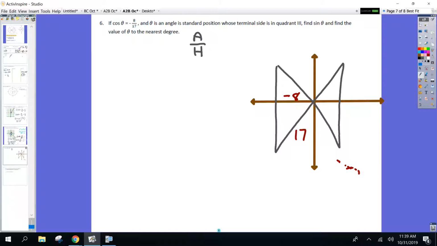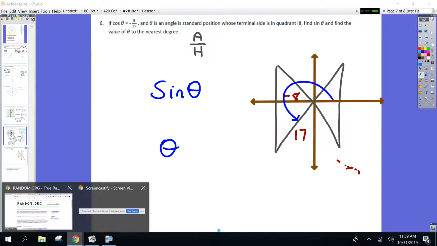And I'm going to let you guys take it from here. Find the missing side using what? Pythagorean Theorem, and then try to find sine and the angle in the third quadrant. Okay? We'll see how you do. I'll come around, just take a peek over your shoulder.